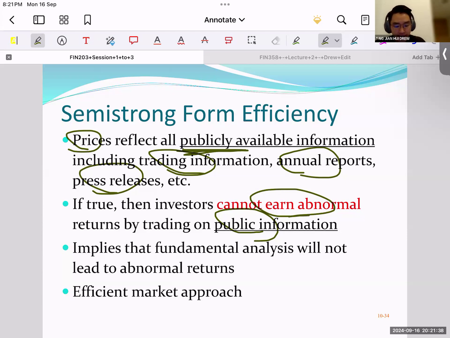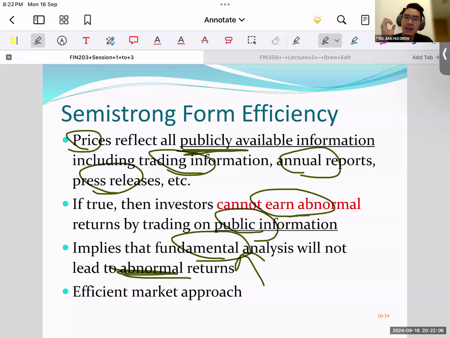So this implies that fundamental analysis will not lead to abnormal returns. So what is fundamental analysis? Fundamental analysis is what we talked about in lecture 1. Remember, we did ratio analysis. We talked about the company, calculated the debt to equity ratio, the leverage ratio. Those calculations are fundamental analysis. They write some explanation about what the ratio means. So those are all fundamental analysis.